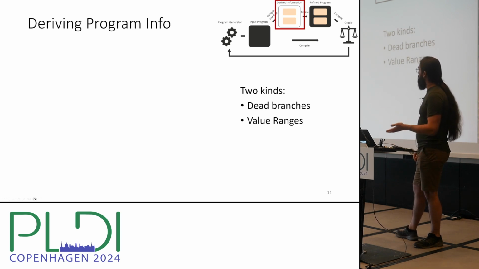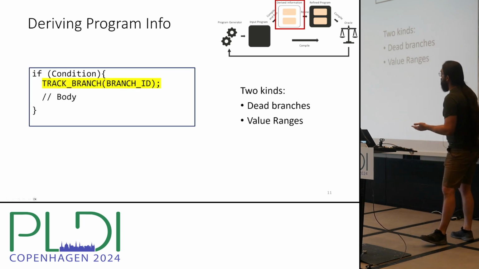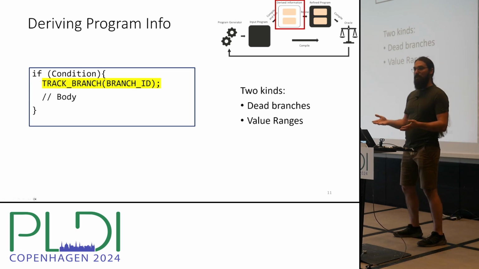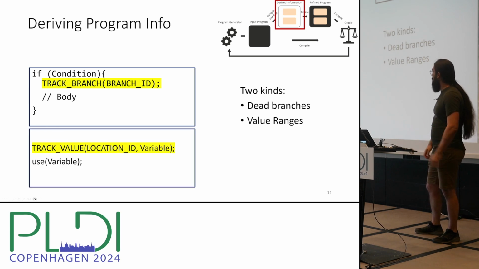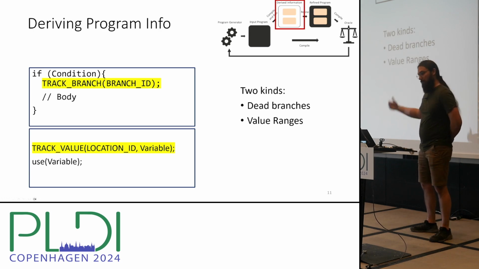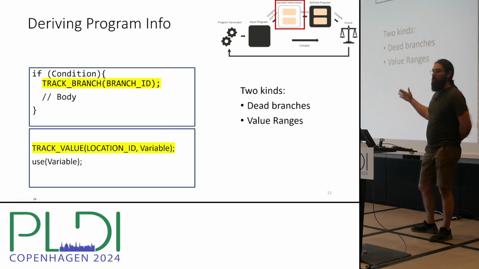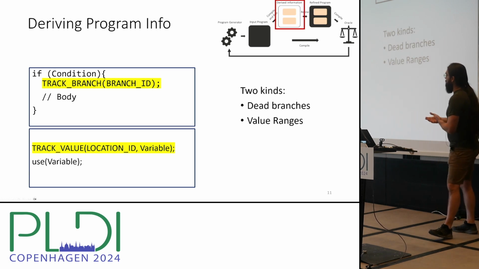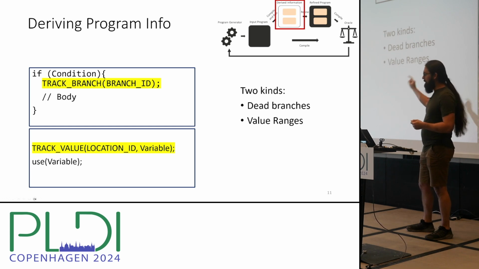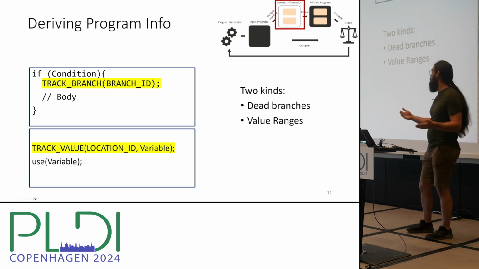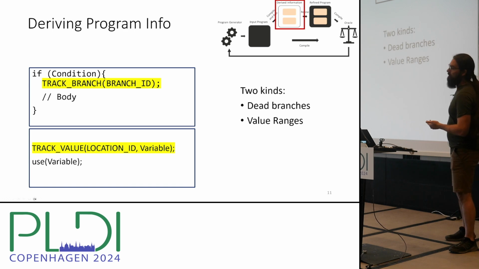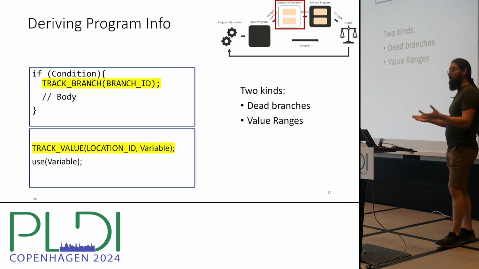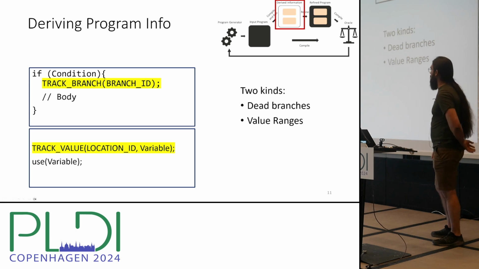And the way we track this is by source-to-source transformations. So for every branch, we inject some tracking code that at runtime will record, was this branch ever run or not? We do similar stuff for the various kinds of loops. And for variables and their value ranges, we also do something similar. At runtime, the code just observes what are the various values that this variable assumes at this particular program location, and then it tracks its lower and its upper bounds. So now that we have this information, we want to modify our program.